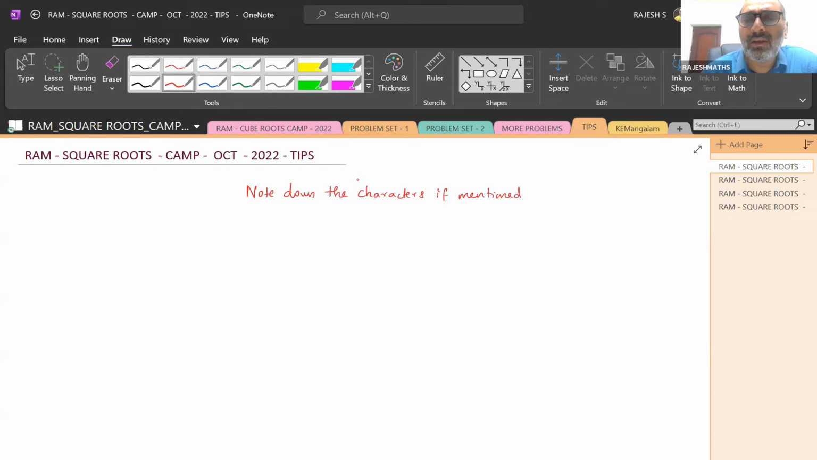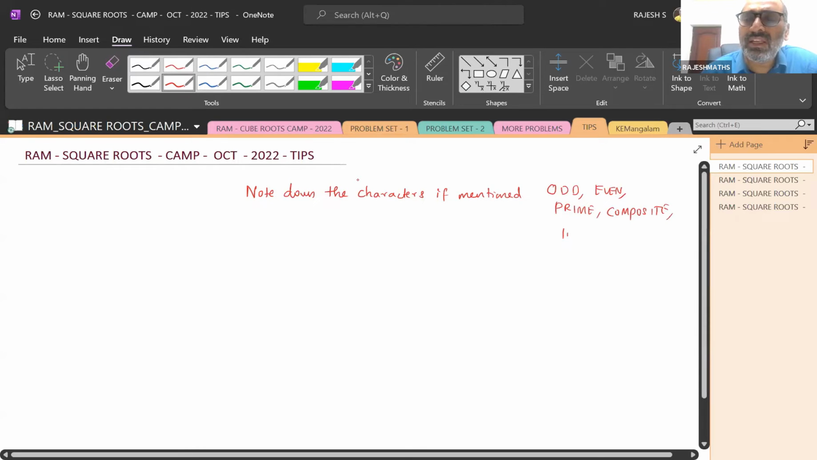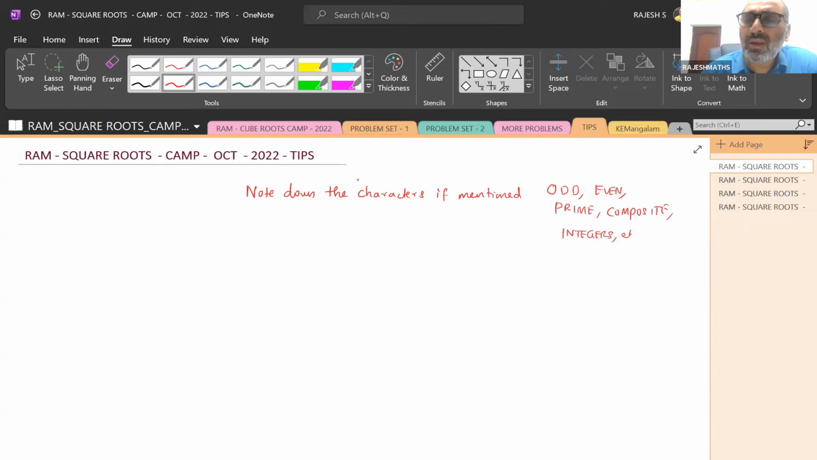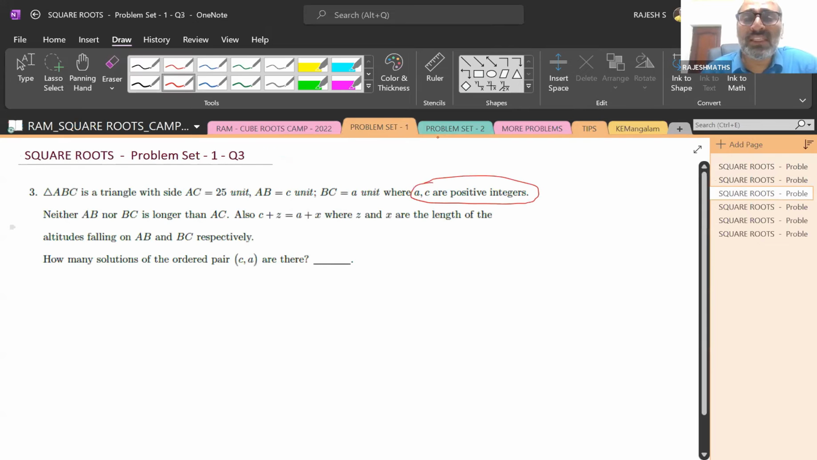odd, even, prime, composite, integers, etc. So in this problem, you have a and c to be positive integers. That means all the lengths of the sides are positive integers because we already got 25. That is c and a.